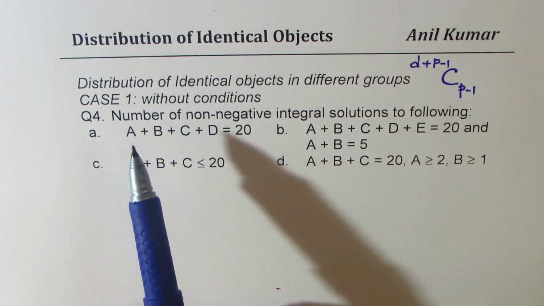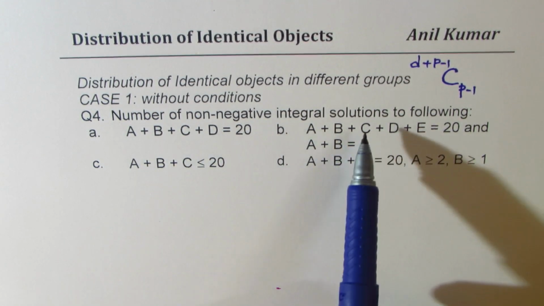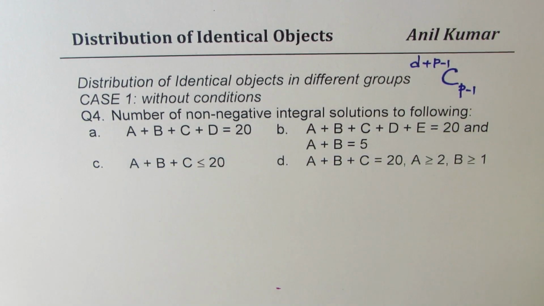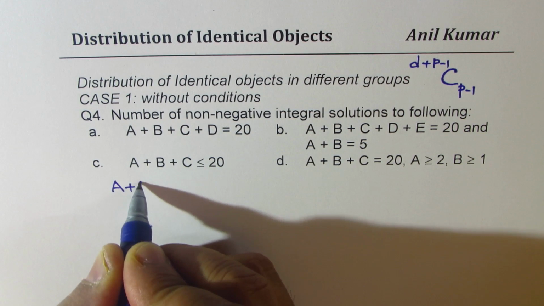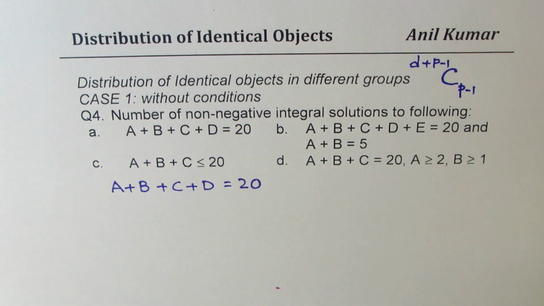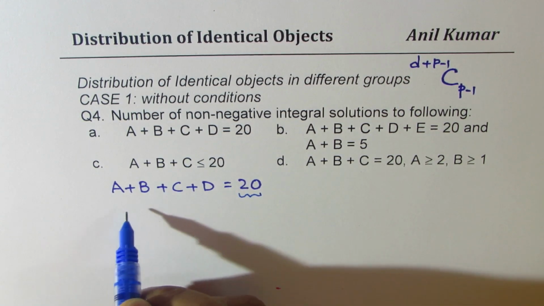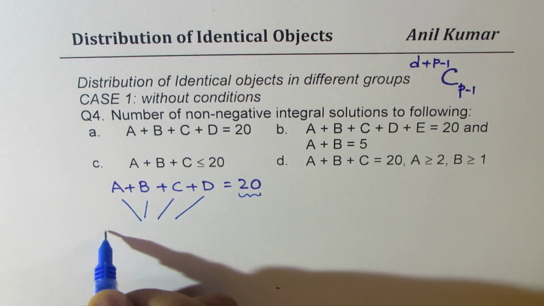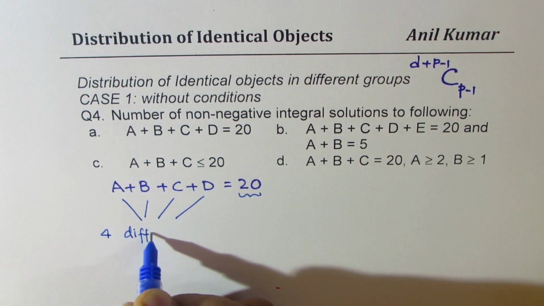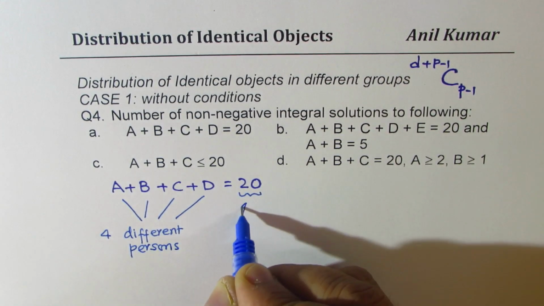Question number 4 asks for the number of non-negative integral solutions to the following. Take the first equation, A plus B plus C plus D equals 20. You can think of it like this: we have 20 diamonds, so we have something to distribute, and these are 4 different persons.